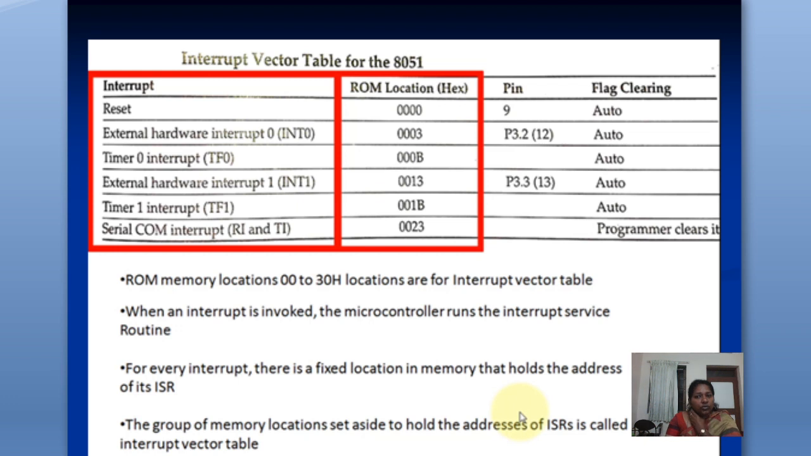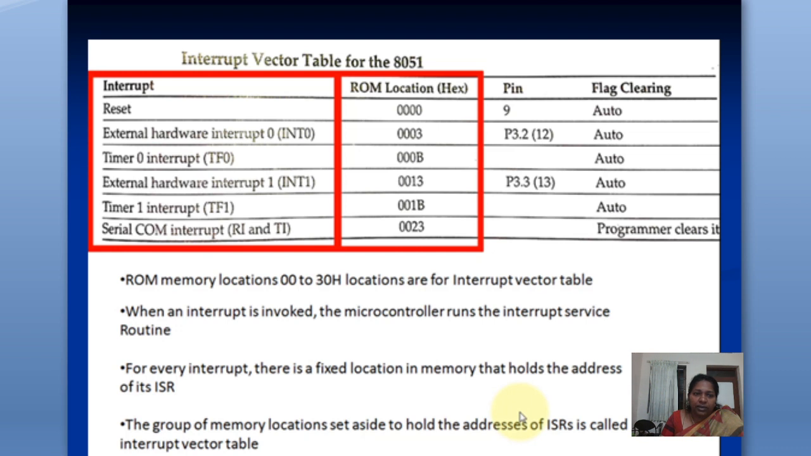So now we need to know what the vector locations are. I told you that it is a vector. Then which is the location? You have different locations. This is defined. You cannot change the locations. So different vector locations are given for the different types of interrupts.